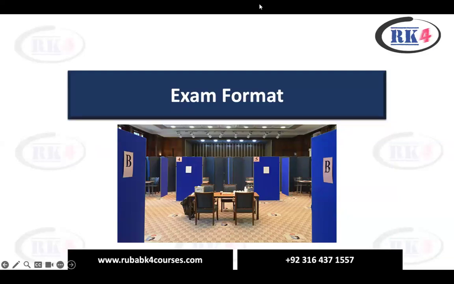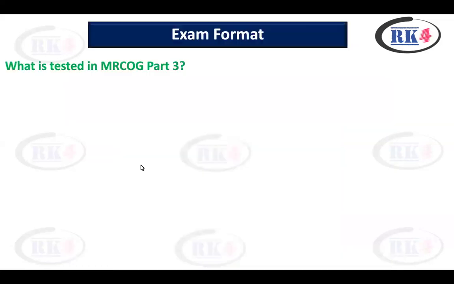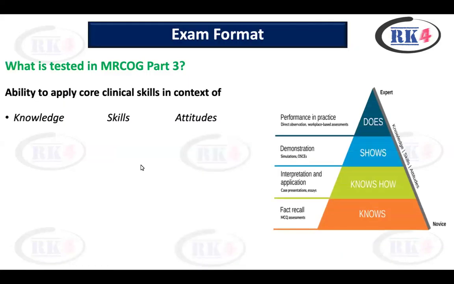So now, what does the exam want from you? I have spoken about this previously also. This is Miller's pyramid. I'm sure you have gone through Miller's pyramid while preparing for part 2. So what does Miller's pyramid indicate? It is a pyramid which is loved by we medical educationists, because it shows how a person can become an expert. So what's your aim for MRCOG part 3? You want to show the examiners that you are an expert in your field.